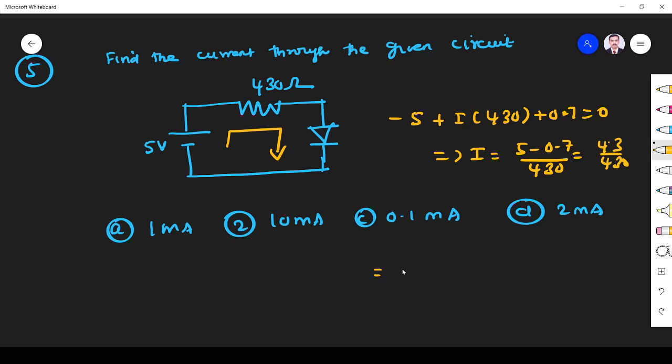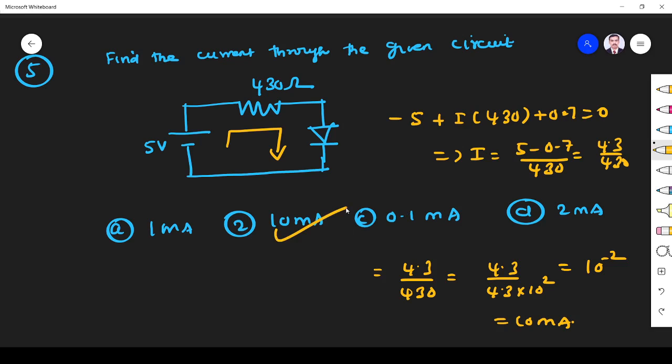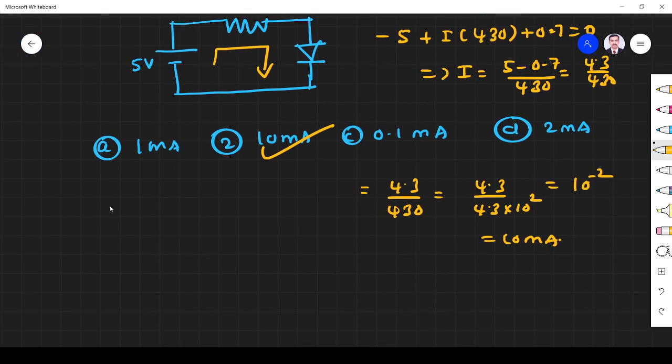430, right? So 4.3 divided by 430, which is 10 power minus 2, which is nothing but 10 milliampere, right? So answer is option B, 10 milliampere.